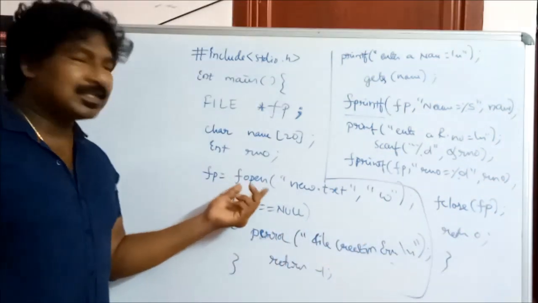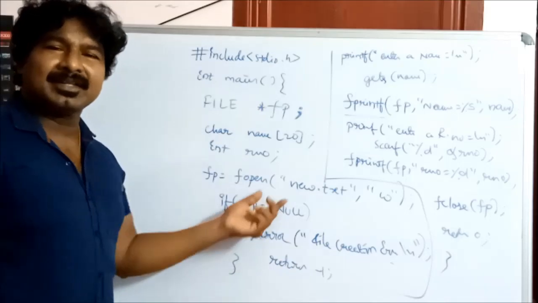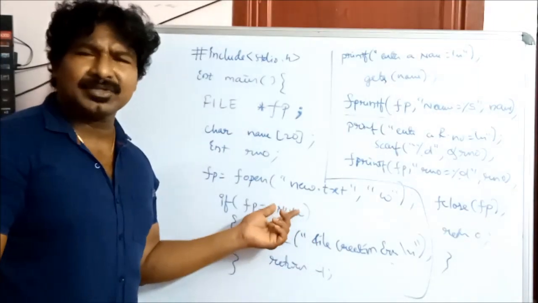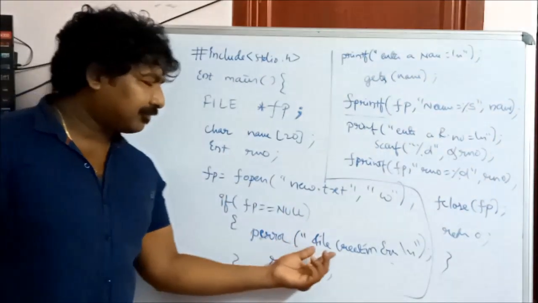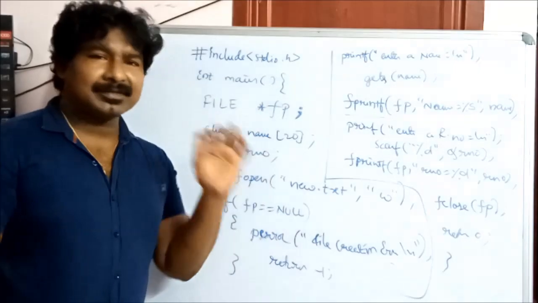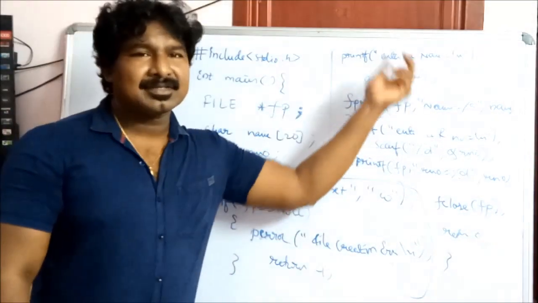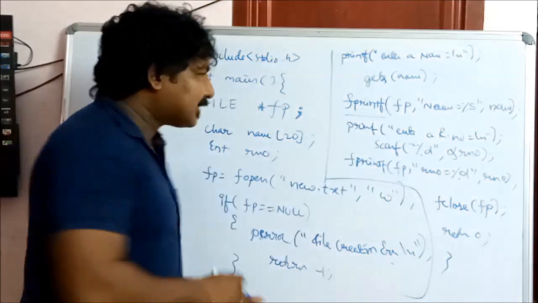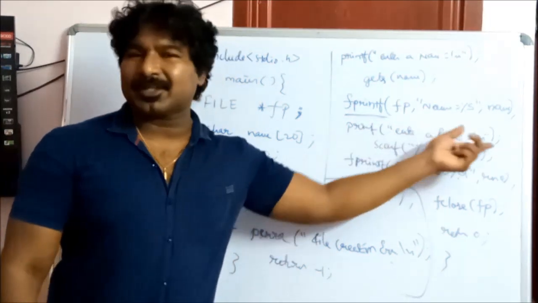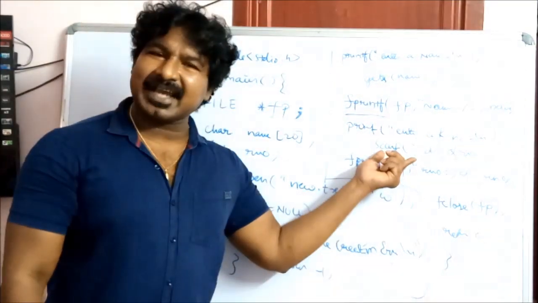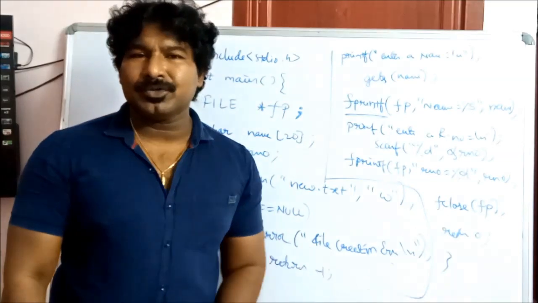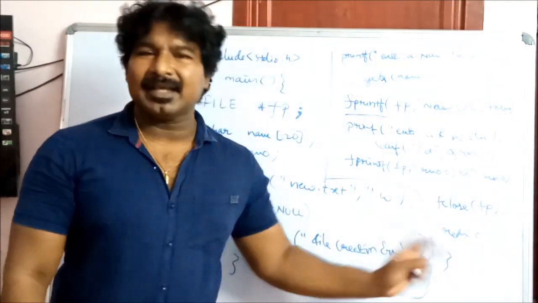Whenever you open this file, you need to immediately check whether that file is created or opened or not. For that you have to use if fp equals to null. If that is true, that means the file is not created. So I'll print a file creation error and stop the execution. If the file is successfully created, fp will get the starting address of my file. Then I'm asking for the name, reading the name, and by using the function fprintf, I'm writing my name onto that file. Similarly, I'm asking for the roll number, reading it with scanf, then printing that roll number onto the file. Okay friends, finally you have to close your file with fclose fp. Then that is the end of the program.